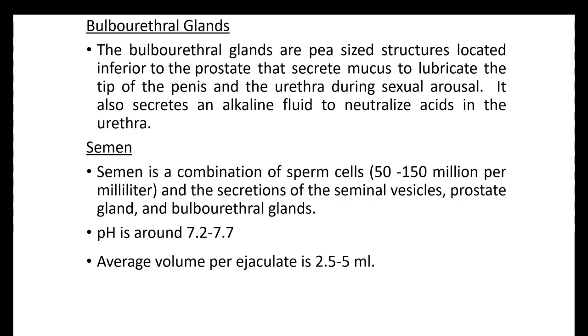Semen is going to be a combination of sperm cells. There could be anywhere from 50 to 150 million per milliliter, and the secretions of the seminal vesicles, the prostate gland, and the bulbourethral glands. The pH of semen is going to be around 7.2 to 7.7, so it's fairly neutral and going slightly towards a very weak base, but mostly neutral. The average volume per ejaculate is going to be anywhere from 2.5 to 5 milliliters.